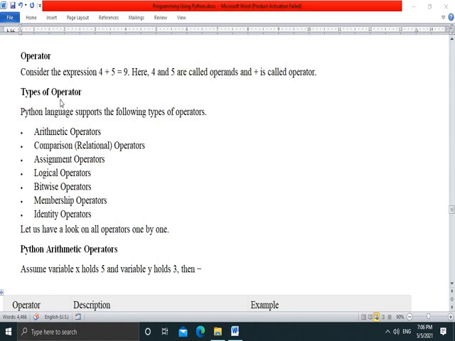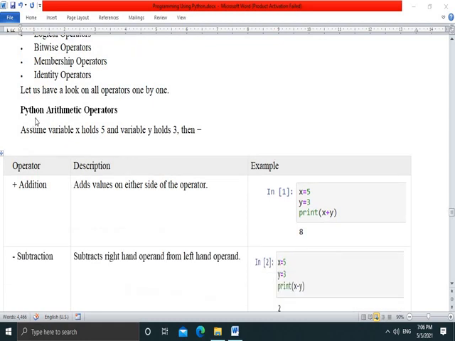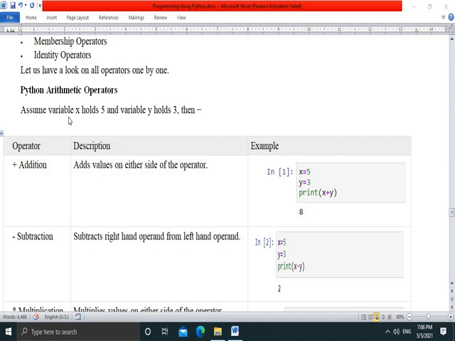There are various types of operators in Python like arithmetic, comparison, assignment, logical, bitwise, membership and identity operators. Let us have a look at all operators one by one. First one is arithmetic operator. Here assume variable x holds the value 5 and variable y holds 3.